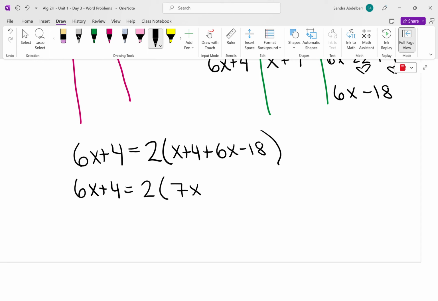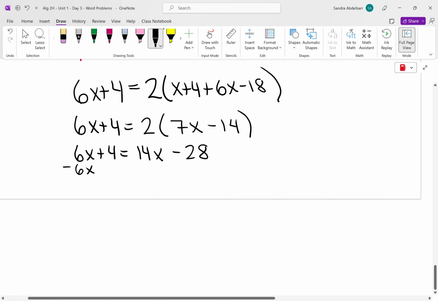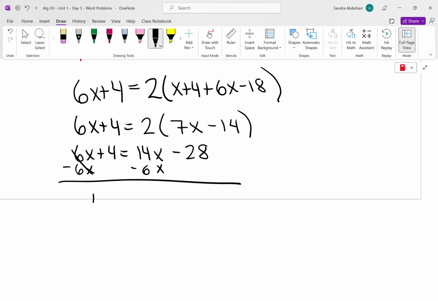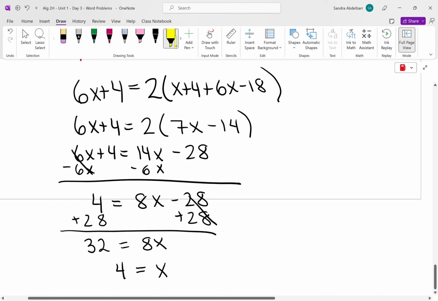All right, so we have 6x plus 4 is equal to 2 times, I'm going to simplify what's inside my parentheses, 7x minus 14. 6x plus 4 will equal 14x minus 28. I'll subtract the 6x on both sides. So we will have 4 is equal to 8x minus 28. I'm going to add the 28 to both sides. We're going to have 32 is equal to 8x. So x is equal to 4.